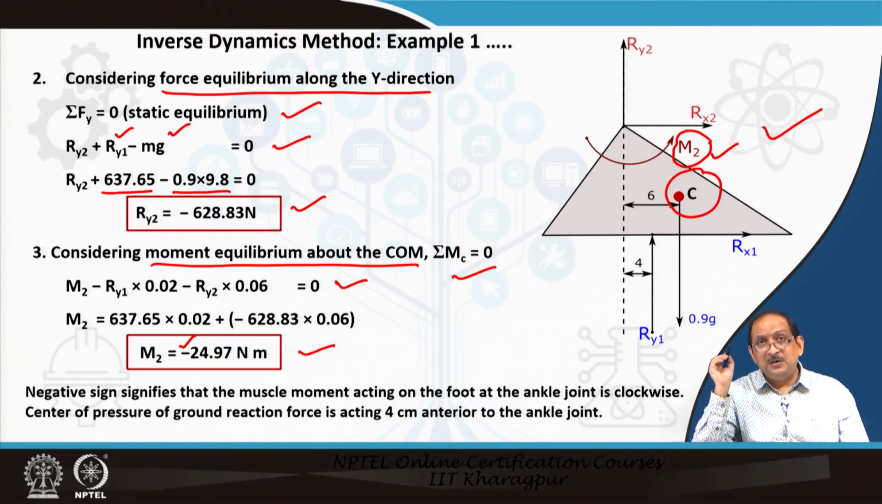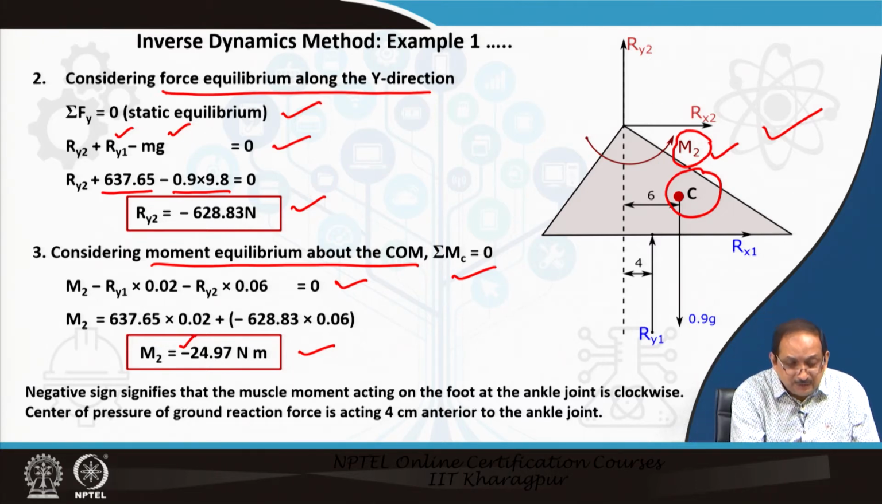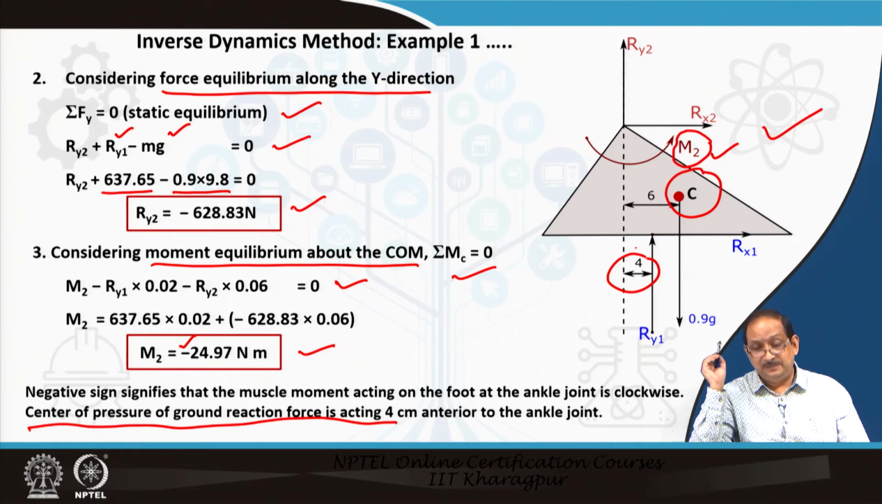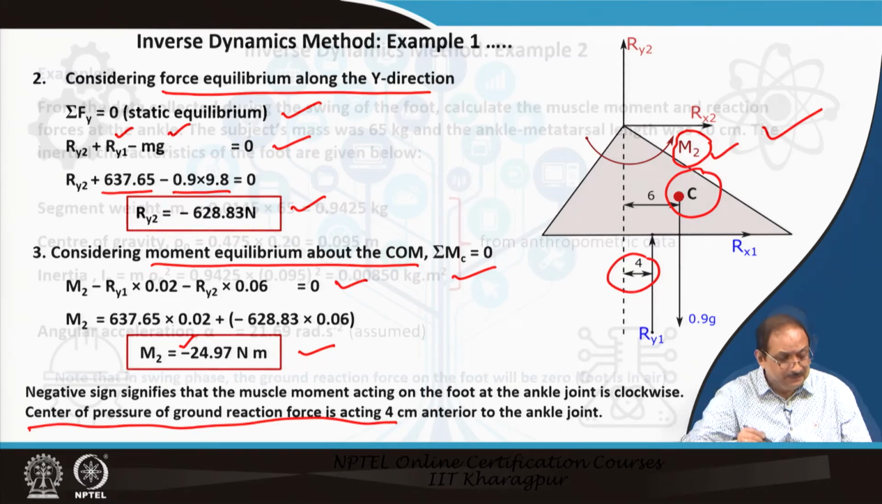The center of pressure of ground reaction force is acting 4 centimeter anterior to the ankle joint. Please note that. So, for this configuration, the moment at the ankle joint is calculated to be in a clockwise direction instead of an anti-clockwise direction as indicated in the figure.